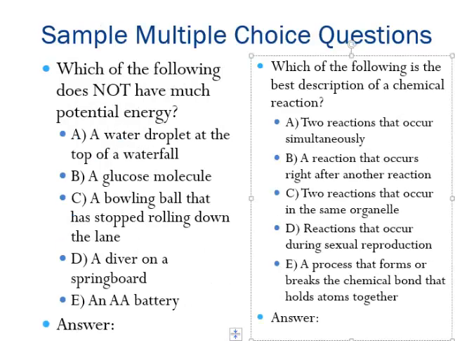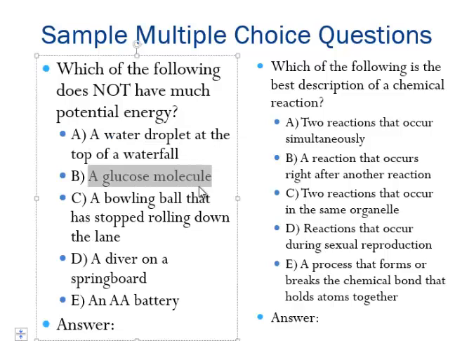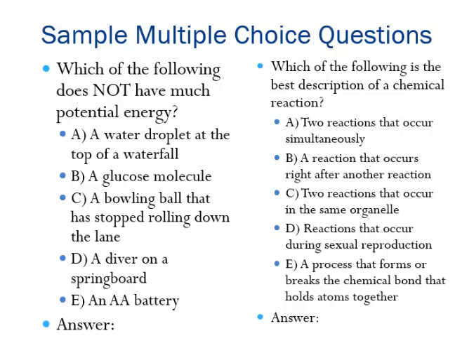Okay, so let's take a look at some multiple choice for the end of this chapter. Which of the following does not have much potential energy? A. A water drop at the top of a waterfall. That sounds like it has a lot of potential energy, right? Because as it's going down the waterfall, it's going to release a tremendous amount of energy all the way down, so that certainly has a lot of potential energy. B. A glucose molecule does have a lot of potential energy, because remember, it is energy stored in it that the body can use in order to establish energy for the body.